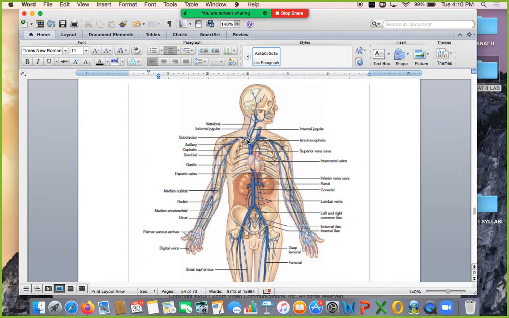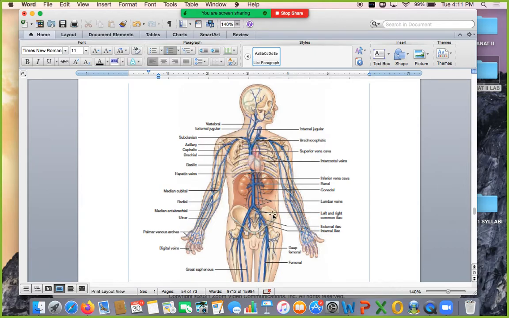All of that is eventually going to feed into the subclavian, down into the superior vena cava, and eventually into the heart. All right, as we come down through the head, we get down to the external and internal jugular, as well as the vertebral. And then that's all, of course, going to feed into the superior vena cava.